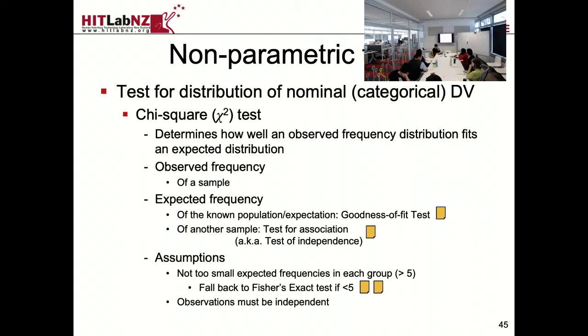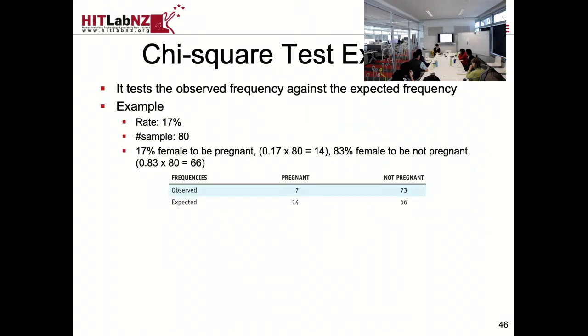So let's talk about this one. The Sig Chi test is almost the same as the G test, okay? But this is just a non-parametric version. So let's see inside the statistics.